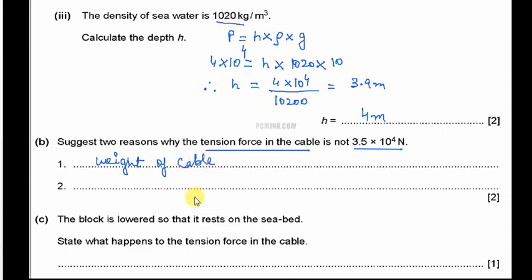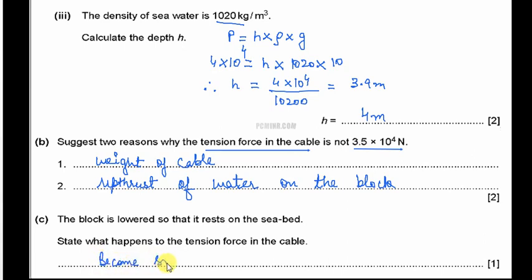And another reason, which is very, very important here, is the upthrust of water on the block, because you know that when upthrust acts, the weight appears to be less, and so the tension in the cable would also be less. So upthrust of water on the block would also result in a tension force in the cable less than the actual force acting. Now they say the block is lowered so that it rests on the seabed. What will happen to the tension force in the cable? It will become smaller. Definitely.